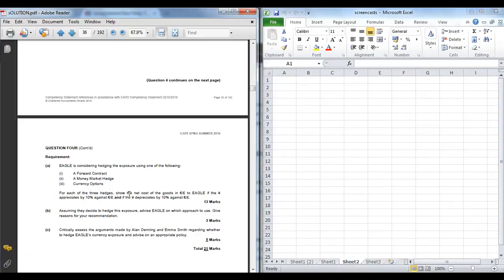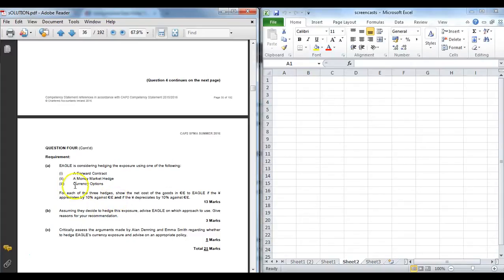So again, this is a very standard one if you looked at past exam questions, where you're given a number of different hedging techniques and you're asked to run the numbers based on two different scenarios. So we're going to look through that and how to deal with that, and I'll give you a four-step approach of how to deal with those standard type foreign exchange risk questions.